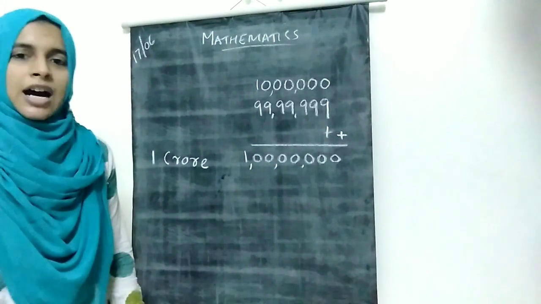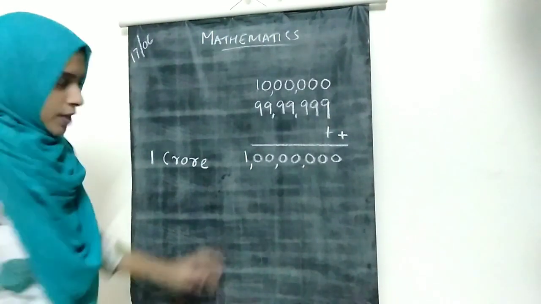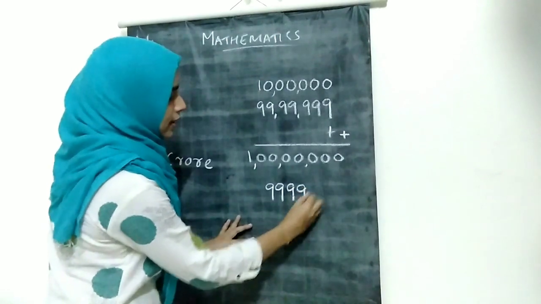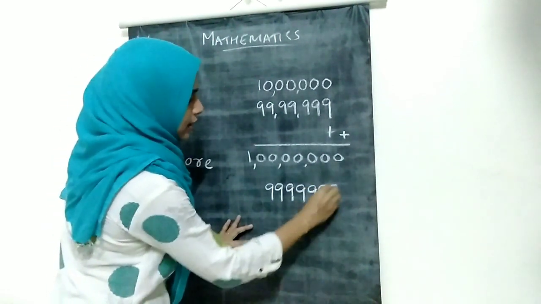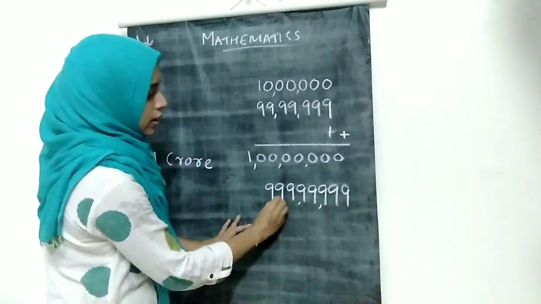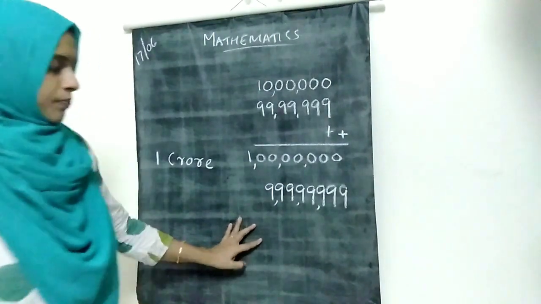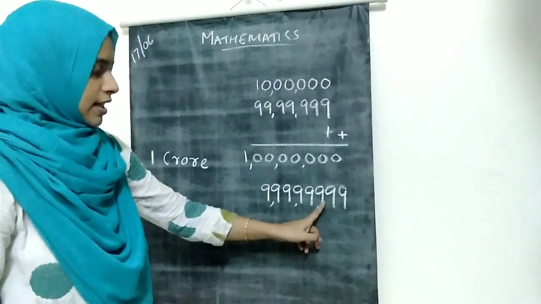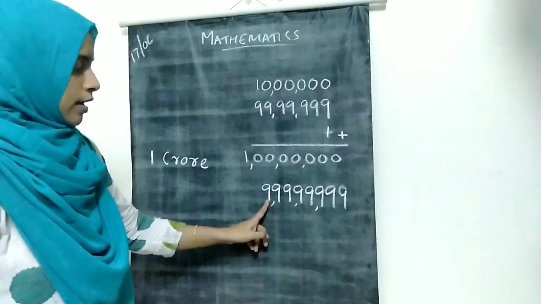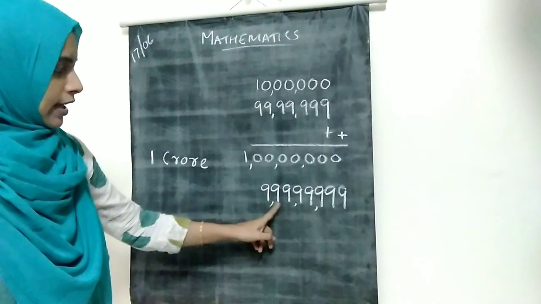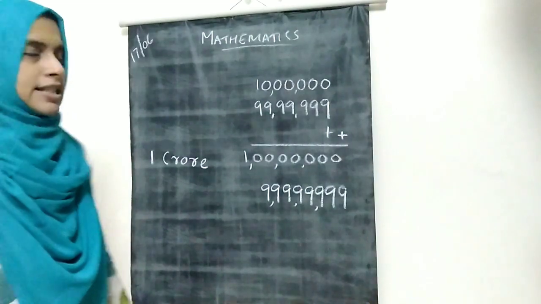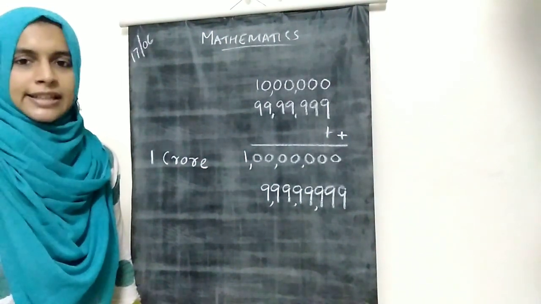Okay, now next one. What is the largest 8-digit number? So, we will write 9, 9, 9, again 9, 9, 9, 9, 9. So put comma. So ones, tens, 100, 1000, 10,000, lakh, 10 lakh and 9 crore. So 9 crore, 99 lakh, 99,999 is the largest 8-digit number.